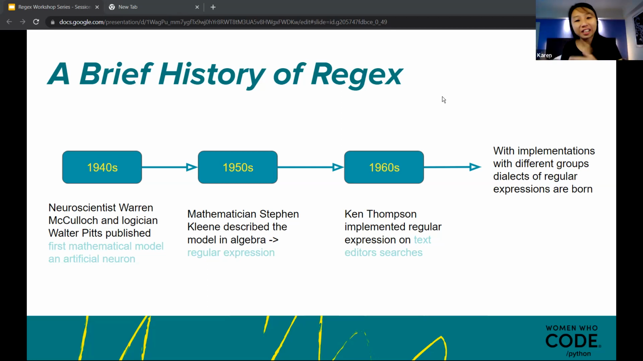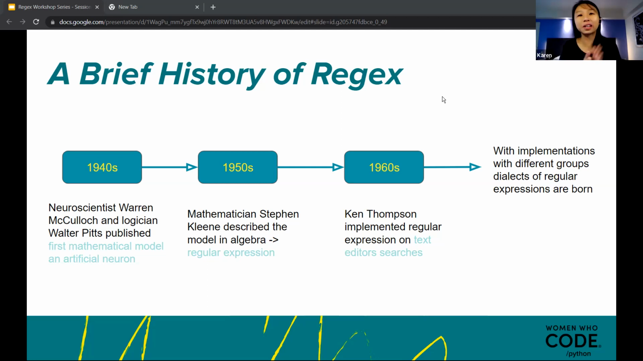And then 10 years later, someone called Ken Thompson realized that regular expressions, yes, you can find patterns, and there's the nuance with machine learning, artificial intelligence and neural networks, but you can also use them in text. So that's why he implemented this set of rules, this model, for text searches. That's how regex was born.